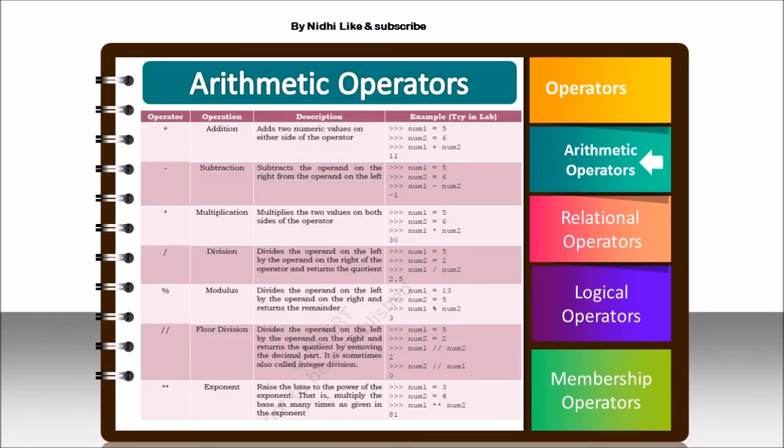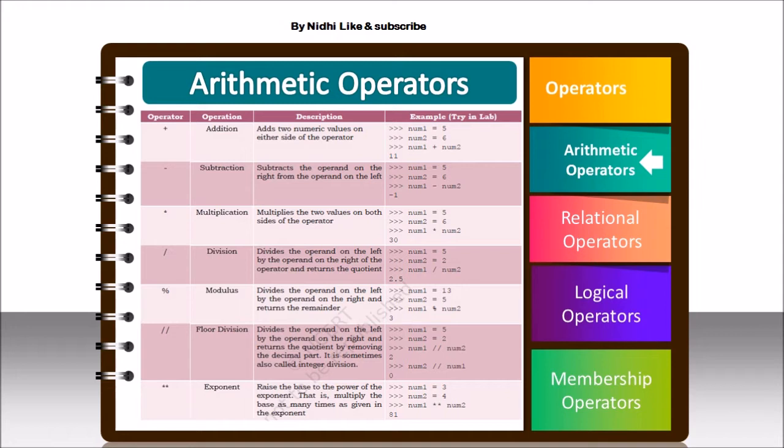This table explains the different types of arithmetic operators. First is plus, that is known as addition. The operation name is addition and a description is also given with an example. These examples you can try on IDLE, that is interactive mode. First operation is addition. It adds two numeric values on either side of the operator. For example, we are having two variables num1 and num2. We can add them with this plus operator, that is num1 plus num2, and it will give you the result 11. And in num1 and num2 you can take any other values also.